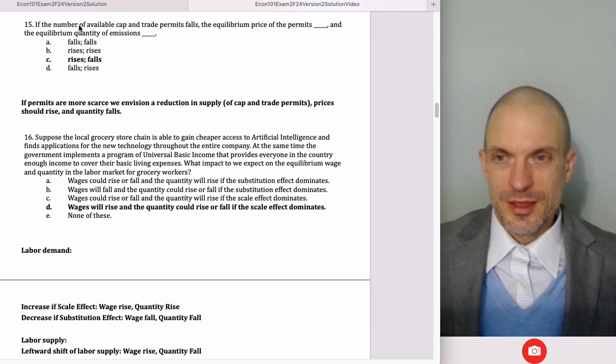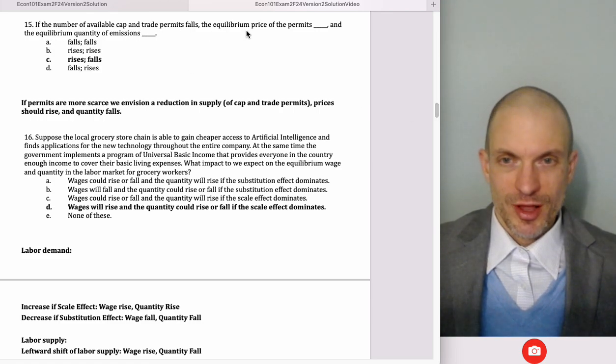All right, so if the number of available cap and trade permits falls, the equilibrium price of permits blank and the equilibrium quantity of emissions blank. Well, if permits are more scarce, we can think of a reduction in supply of cap and trade permits. As a result, prices should rise, quantity should fall, right?